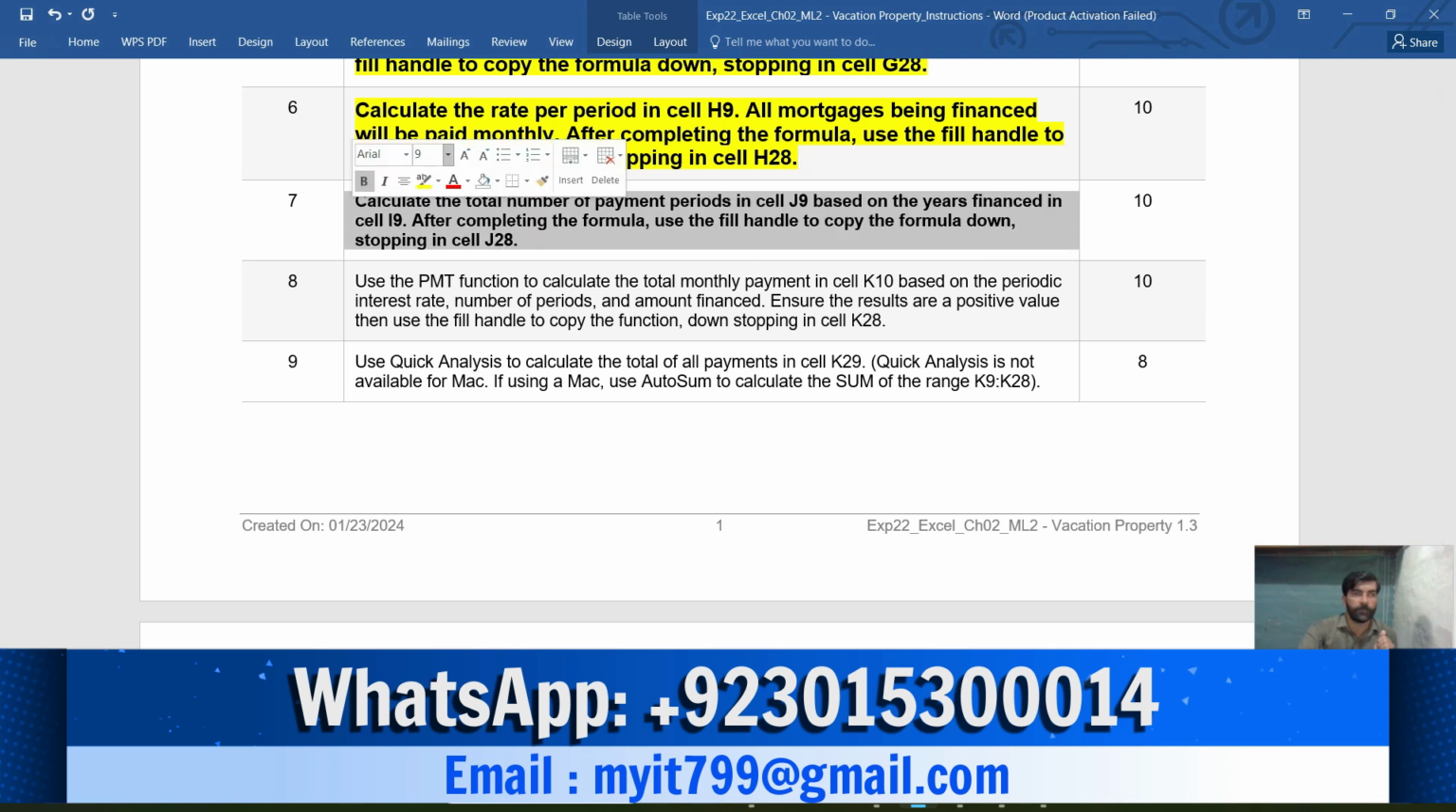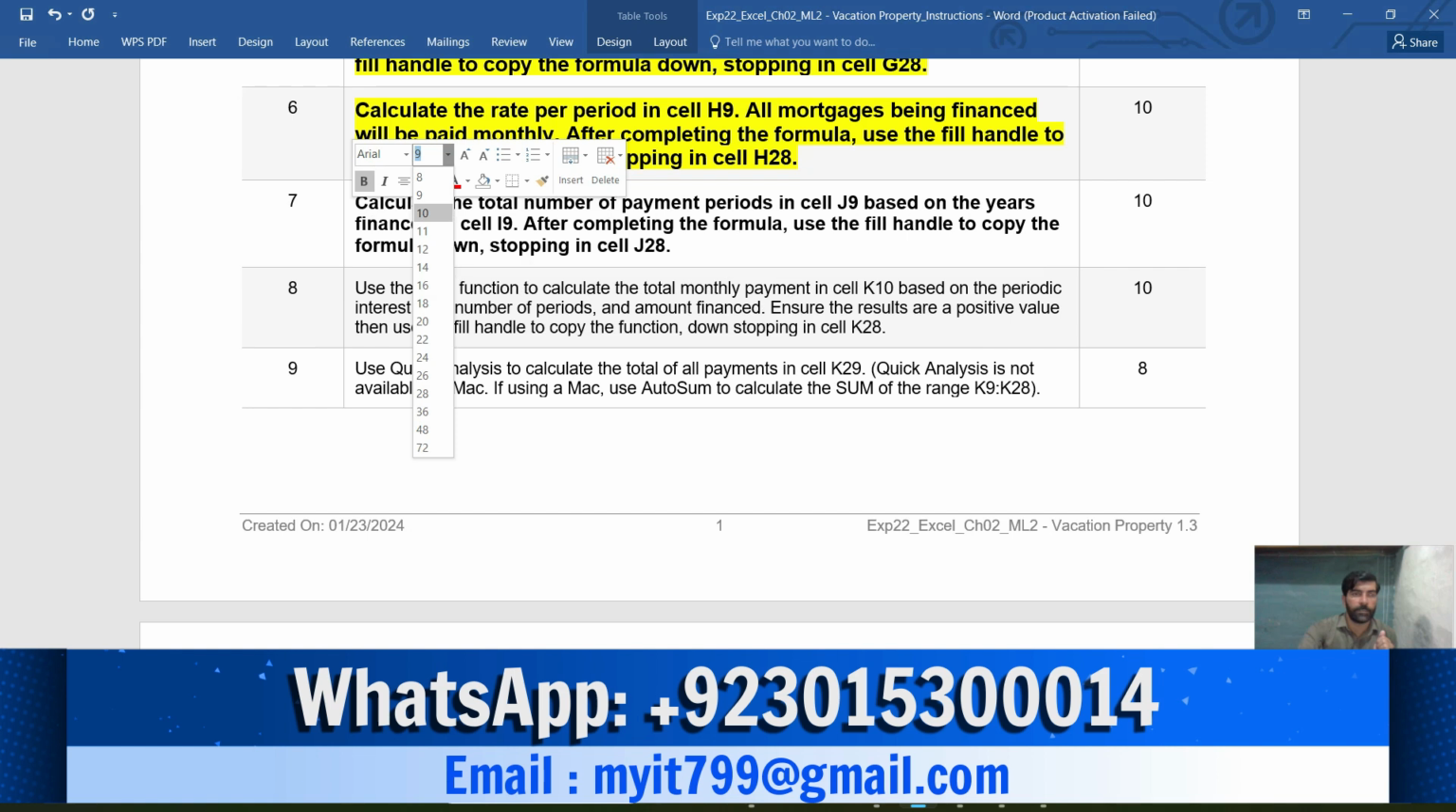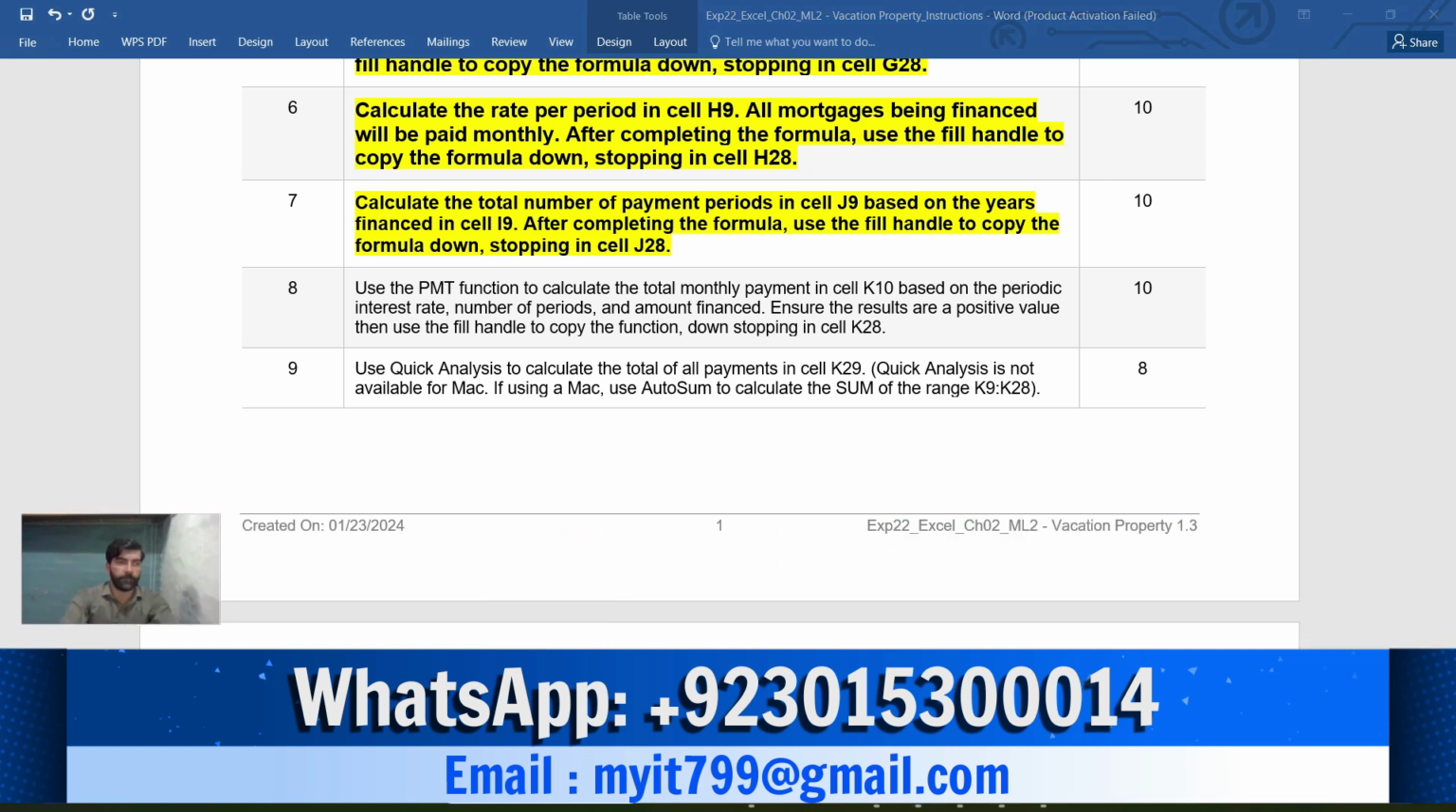Bold it and increase its size, make it yellow. Respected students, in this step the instruction says to calculate the total number of payment periods in cell J9 based on the years financed in cell I9. After completing the formula, use the fill handle to copy the formula down.